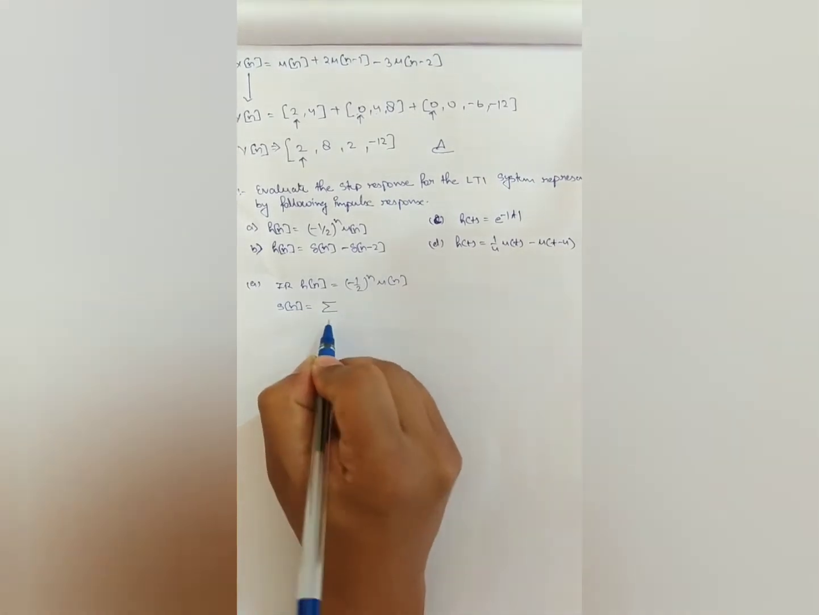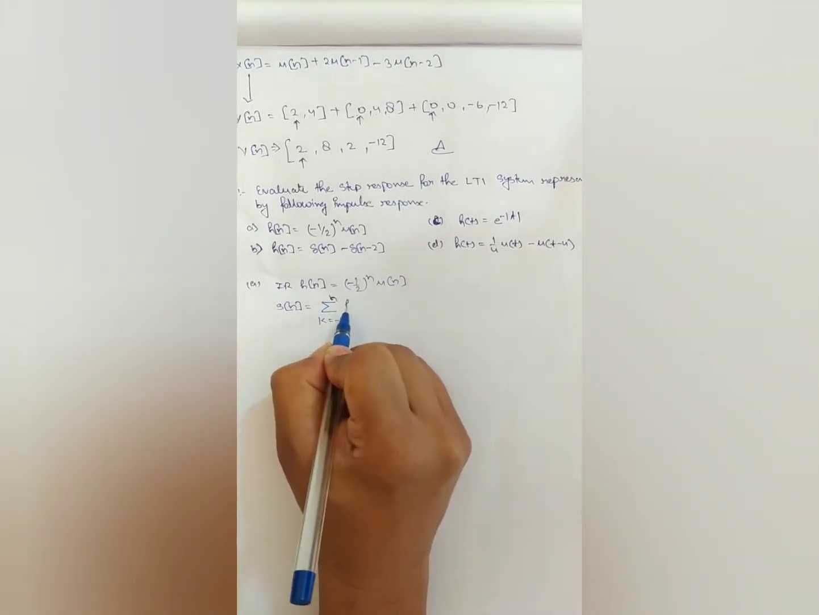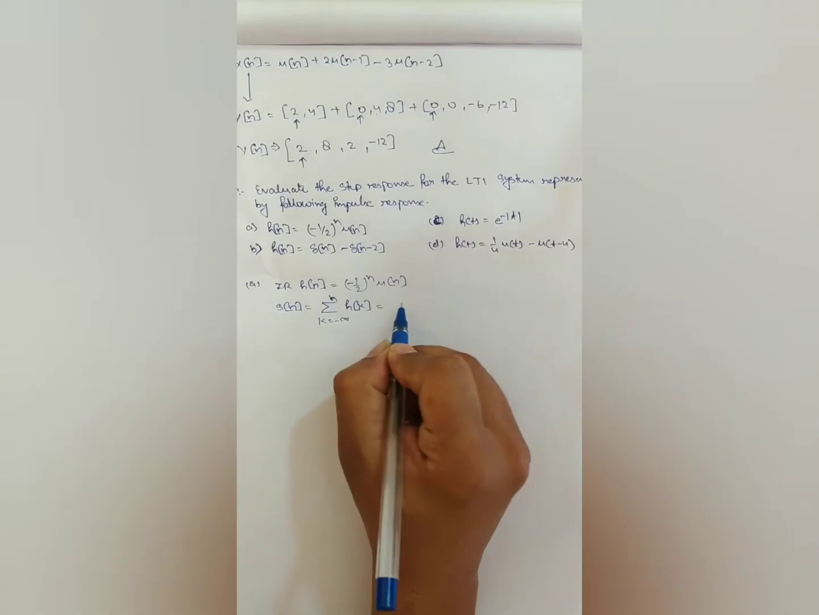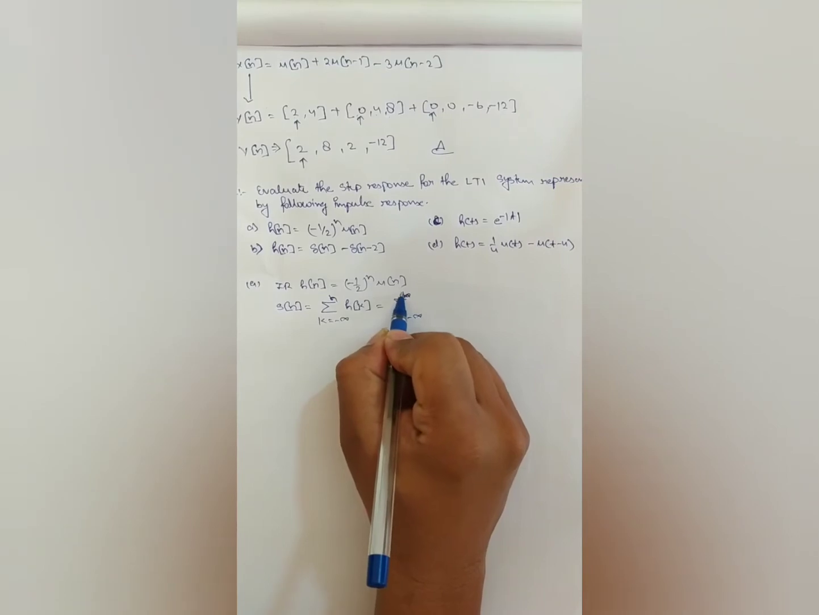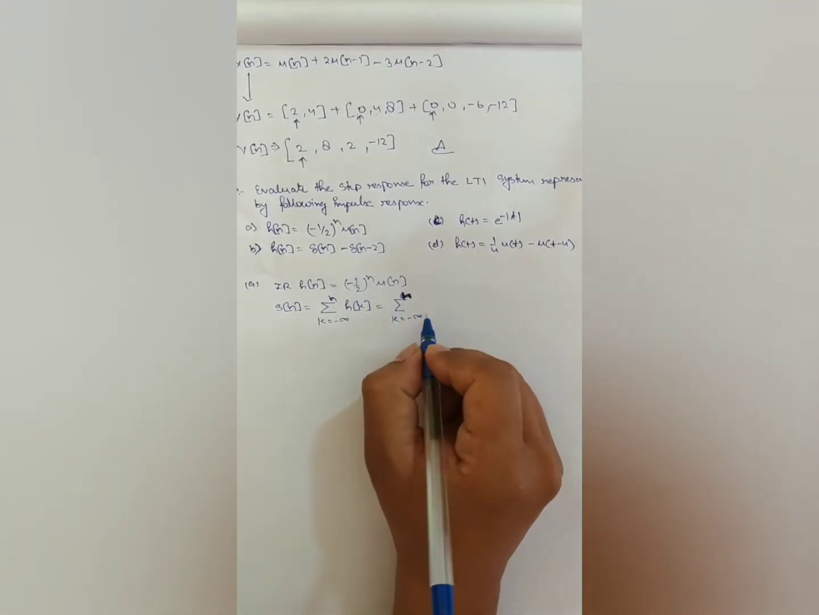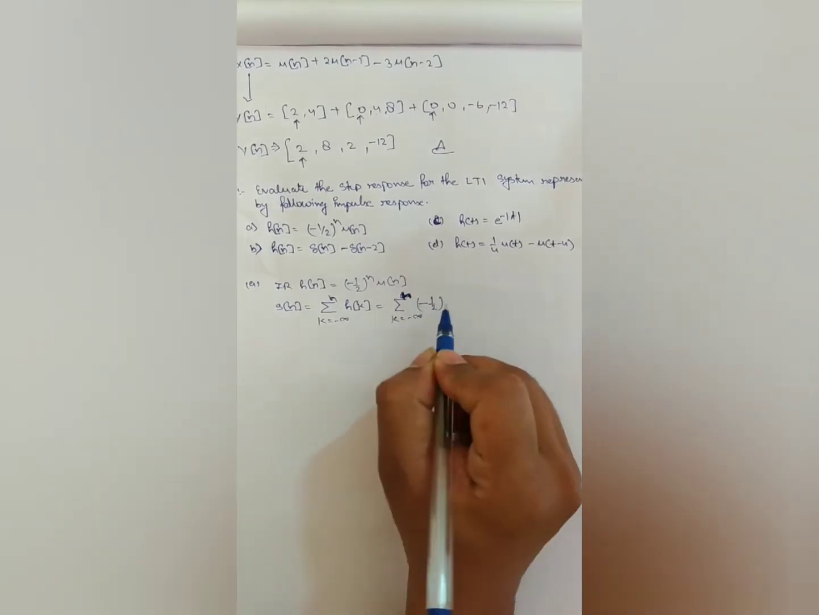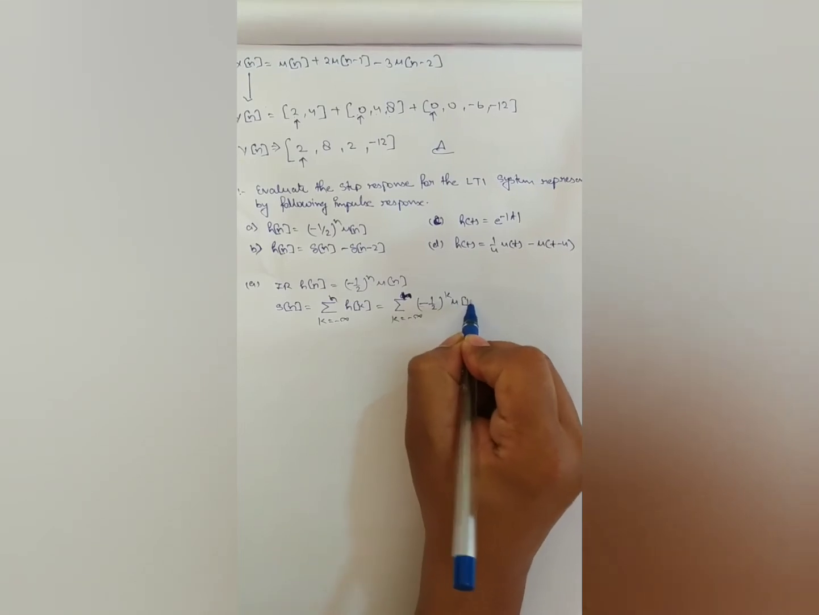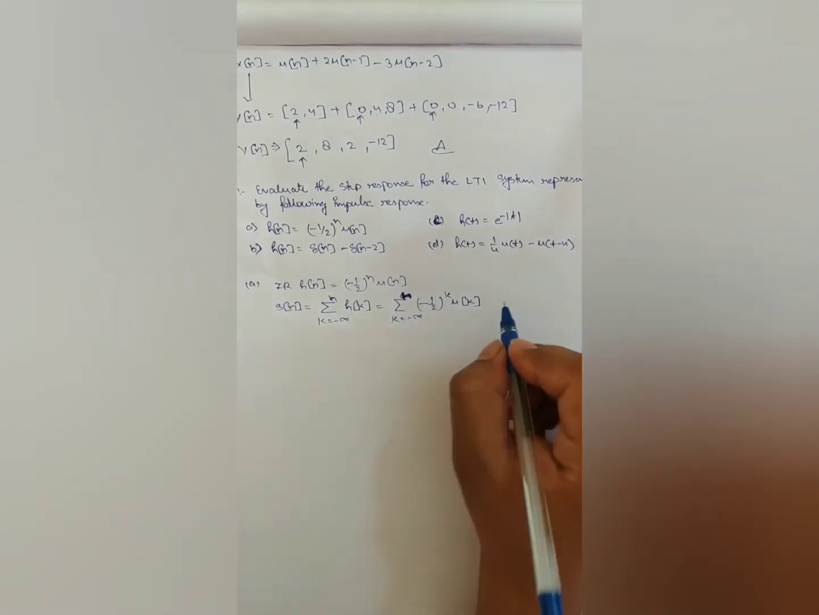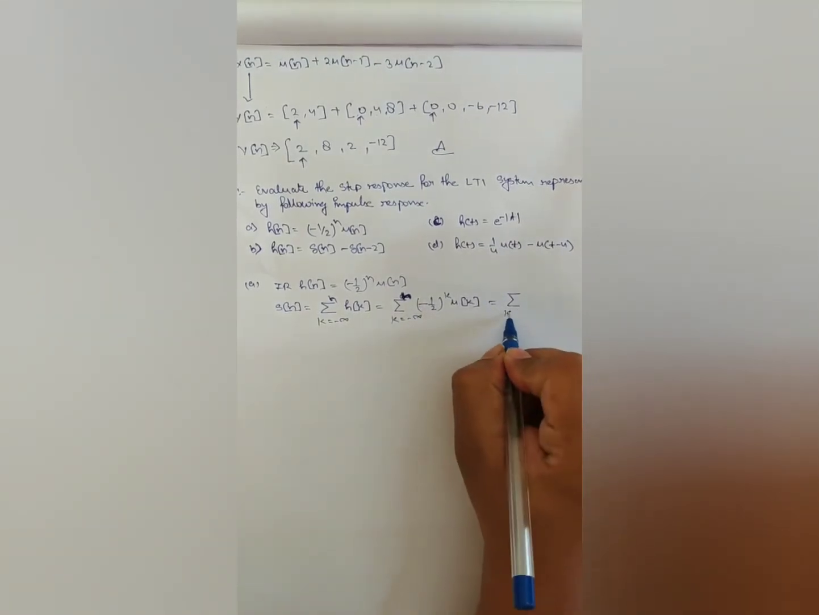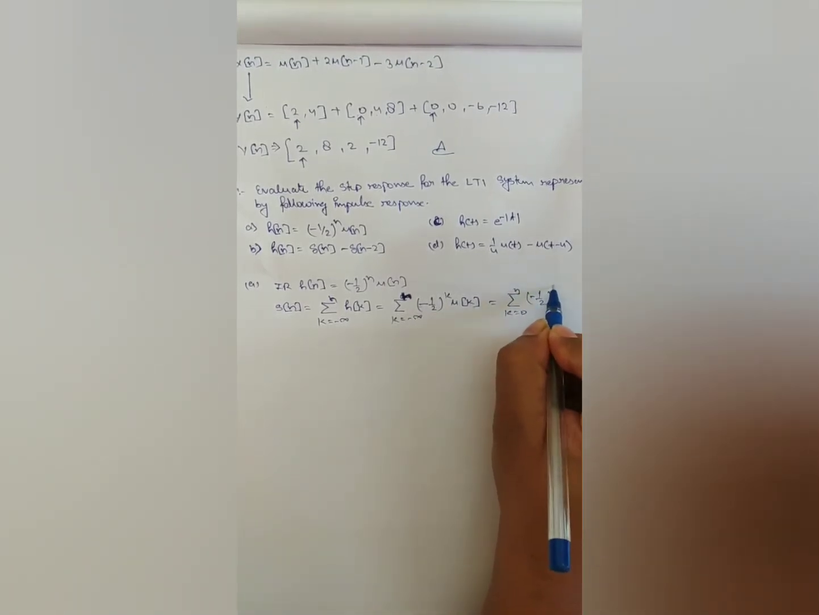We know that the step response s[n] equals the summation, moving from minus infinity to n, of h[k]. Here h[k] is given by (minus 1 by 2) to the power k u[k]. The u[k] is the unit step and it changes the limit from 0 to n. Then the summation becomes k moving from 0 to n of (minus 1 by 2) to the power k.